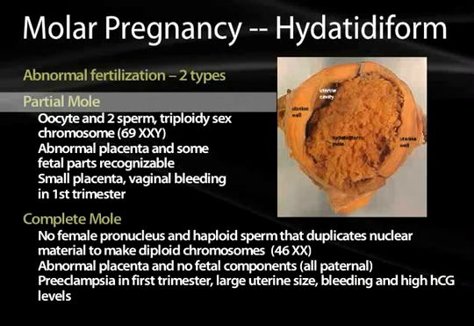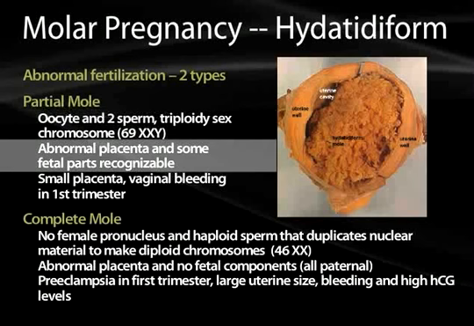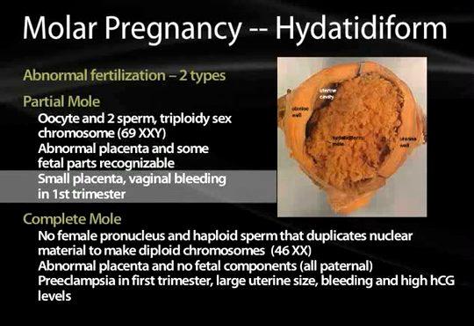There's the partial mole, which results from an oocyte and 2 sperm, giving triploid sex chromosomes, which would give you a chromosomal number of 69 XXY. An abnormal placenta will be produced, and there'll be some fetal parts recognizable because both male and female sex chromosomes are present. The placenta will typically be small, and it will be accompanied by vaginal bleeding, typically in the first trimester, and often will result in a spontaneous abortion.